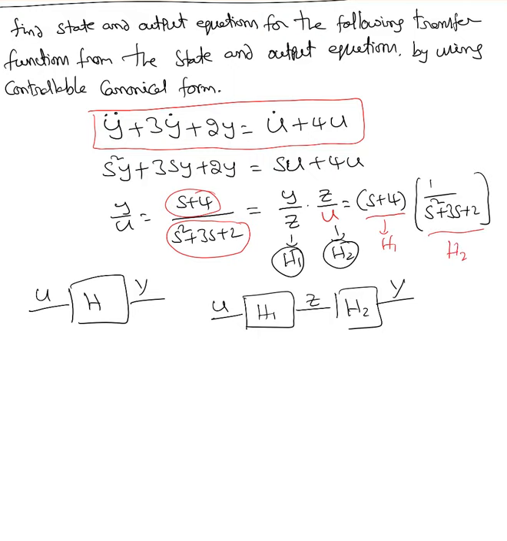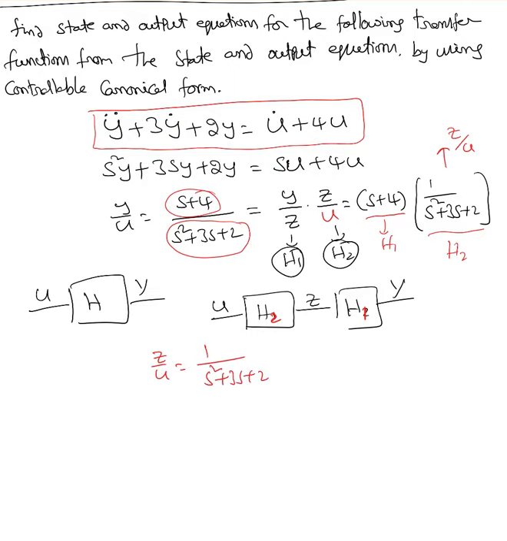I'm representing a system with h. Now system 1, h1, how did I define? Let me go with h2. Basically this must be h2, this must be h1 though, because I have this as z over u. Now I define z over u equal to 1 over s square plus 3s plus 2.